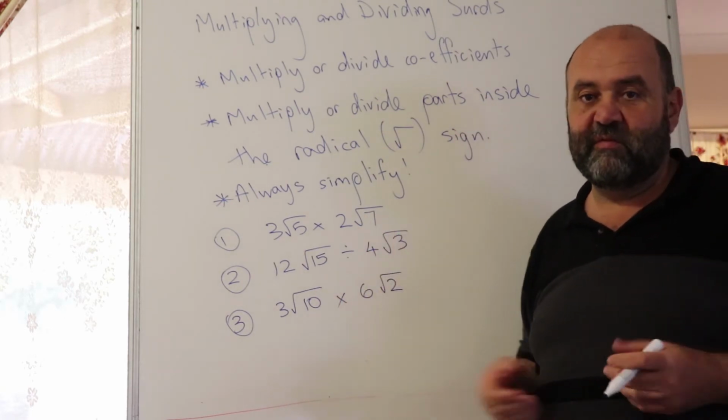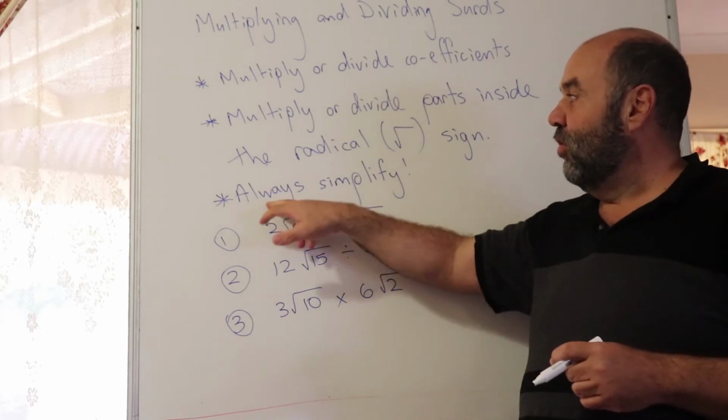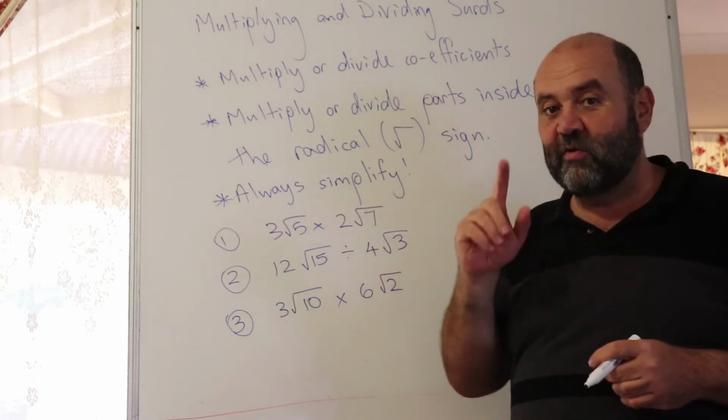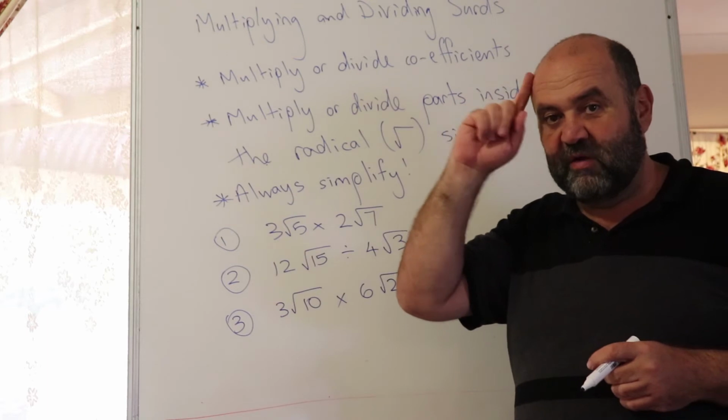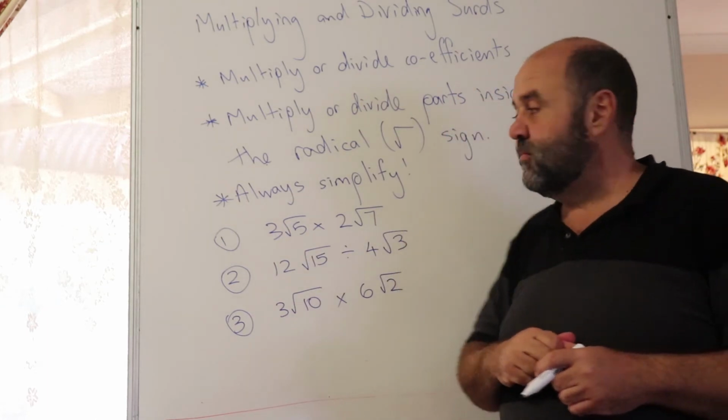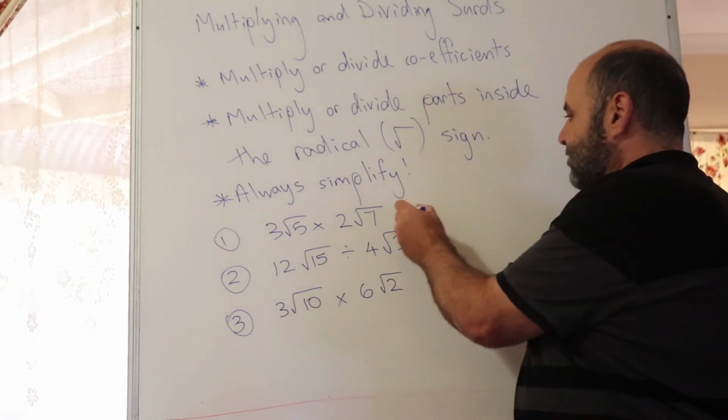Let's see that with these 3 simple examples. And remember, always simplify, always, always, always. Square numbers, square numbers, square numbers, square numbers. It's always ticking away, right? So let's look at the first one.